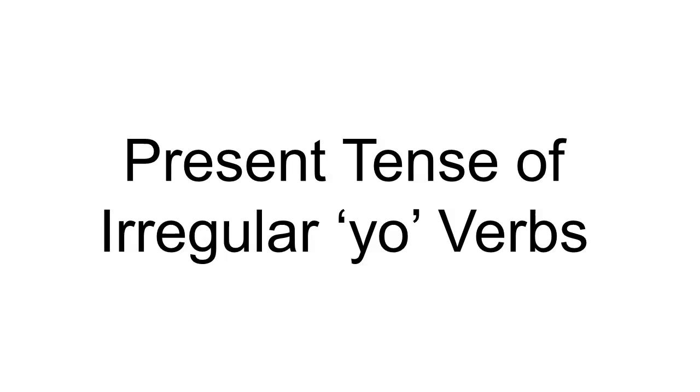You learn the patterns and you figure out how to do those, and you find out there are some that have spelling changes. They follow the pattern, but they have some slight spelling changes. Then you learn the stem changers. Here we're working on the irregular yo verbs, and then you'll find that there are also some that are just plain irregular and you have to memorize.